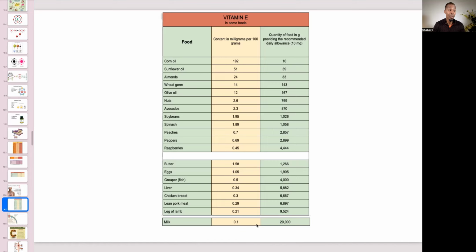Look at this, all these numbers, like milk. It says 1 cup of milk, 0.1 milligram of vitamin E. And if you want to say, I'm going to get all my vitamin E from milk, you're going to have to get 20,000 grams of milk. And that's a little too much. So let's see what the vitamin E is going to do.